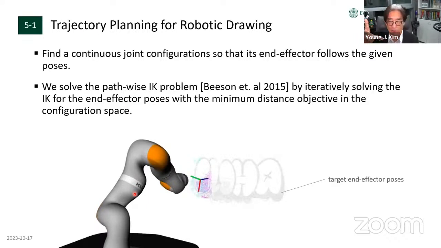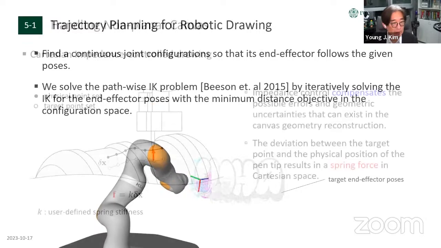At the same time, since you need to follow the path, you need continuous joint configurations to follow the path. So in this sense, this is kind of an IK problem, but since we need continuous joint configurations, we need to solve the so-called pathwise IK problem. In our case, we solve this pathwise IK problem to follow the end-effector pose to realize drawing by minimizing the distance objective in the configuration space of the joints. This is how we do it.